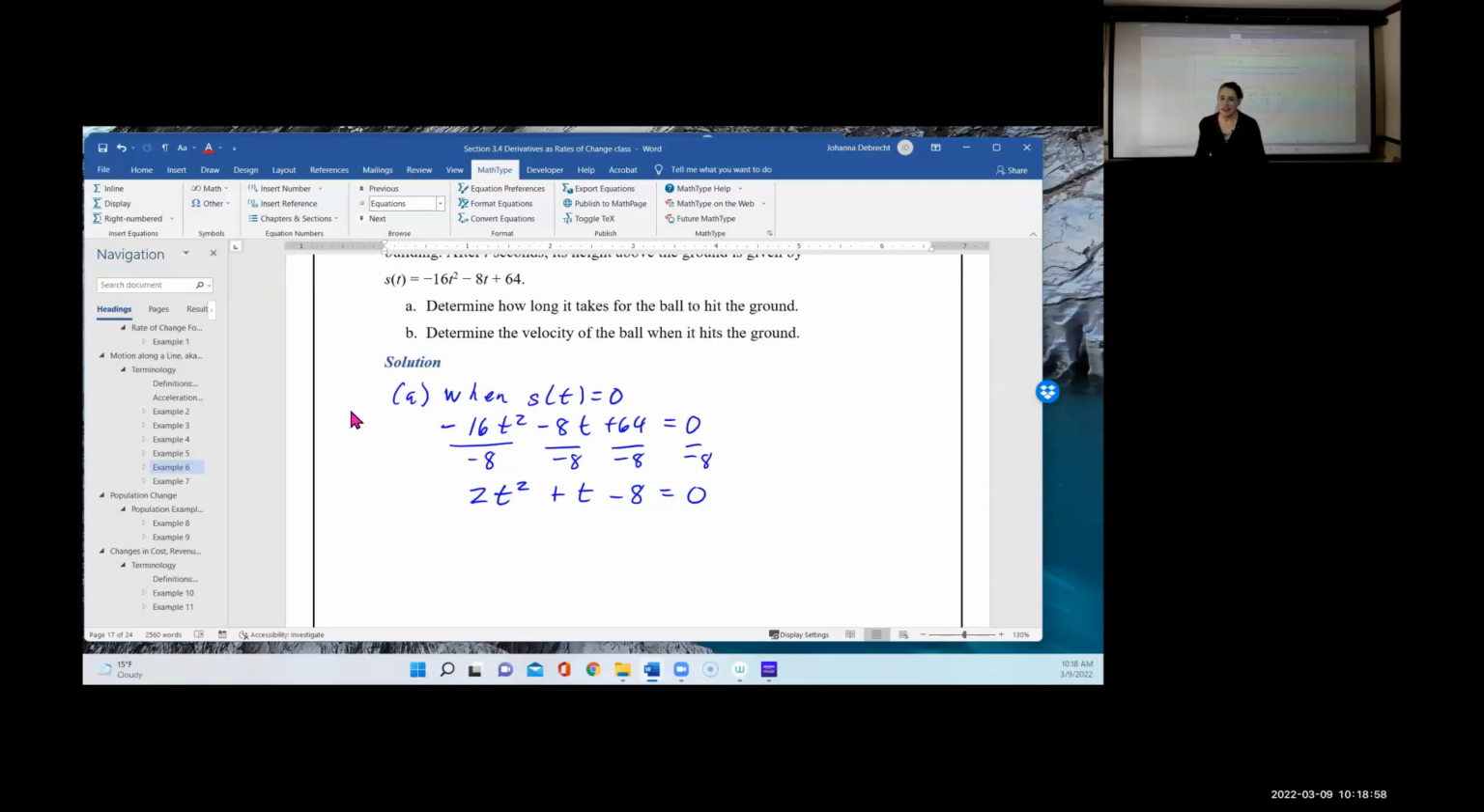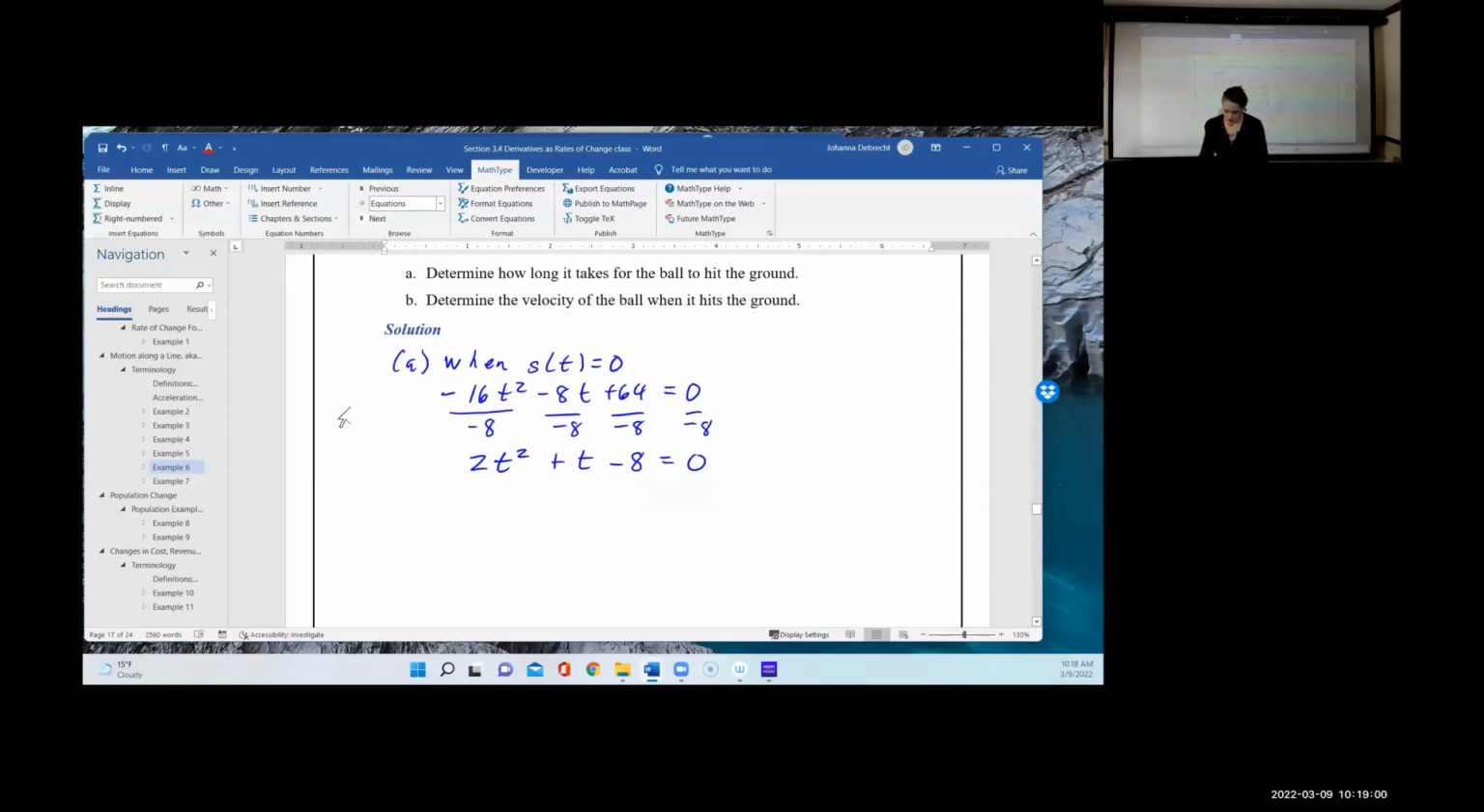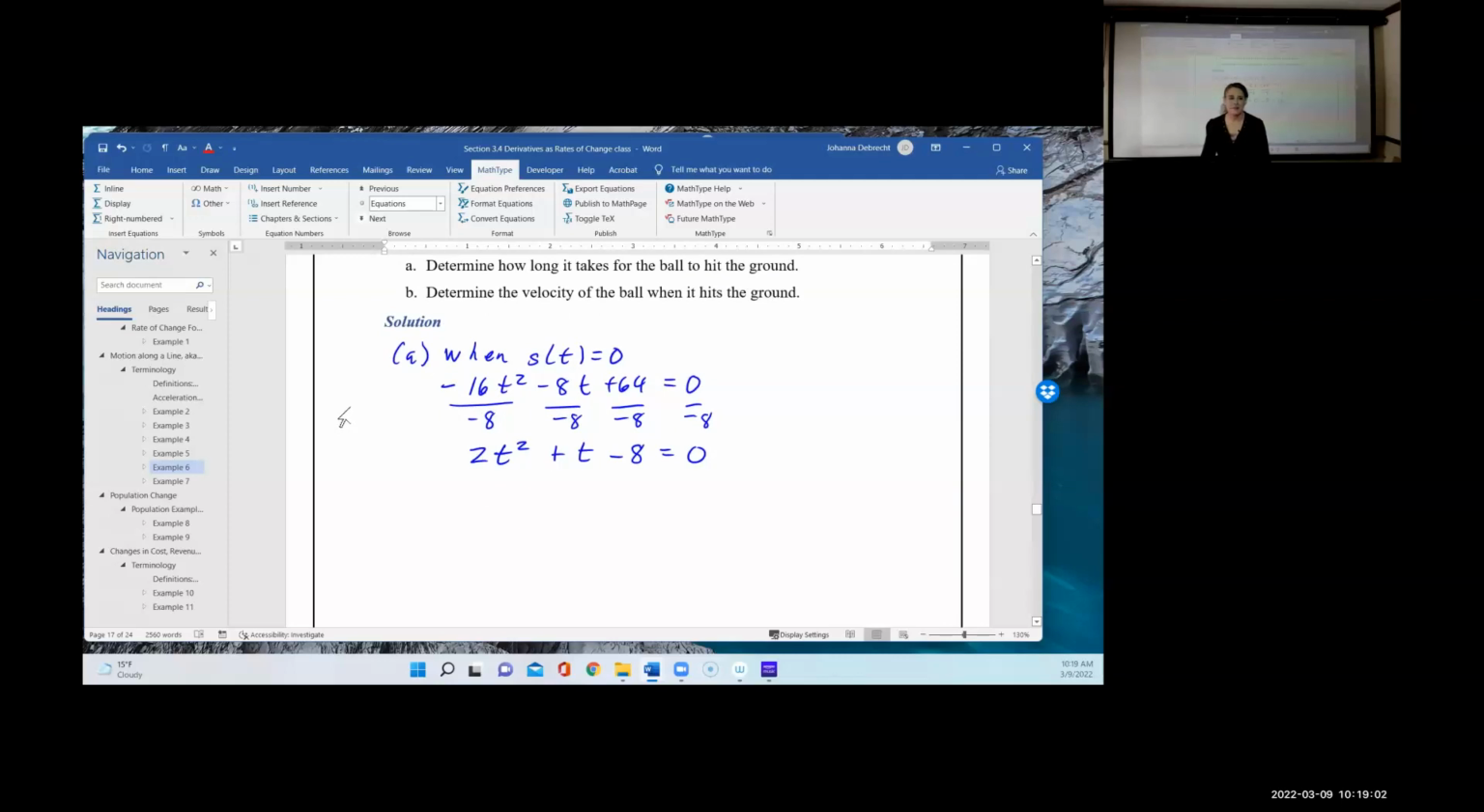And there's a song for that too, but I am not singing it for you because it goes to, oh, what does the song go to? Twinkle, Twinkle, Little Star or something like that? I can't remember. Anyway, we're going to have to use the quadratic formula.